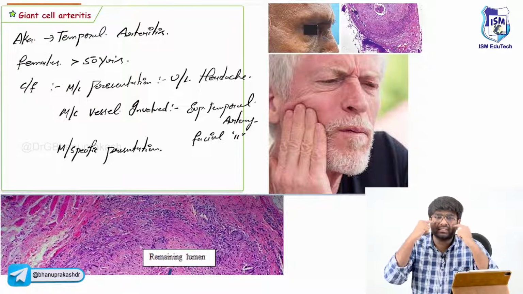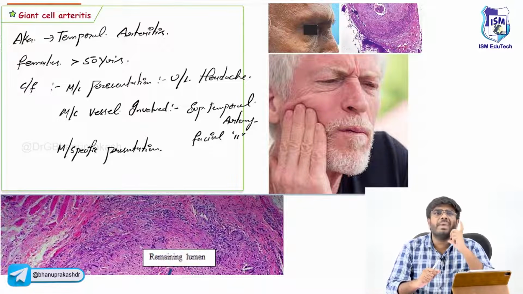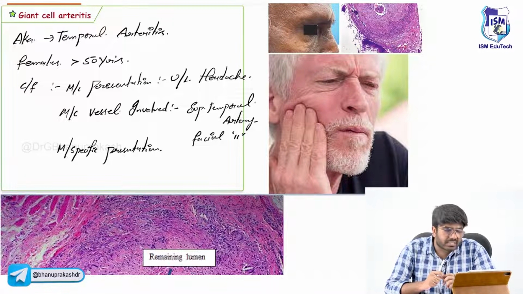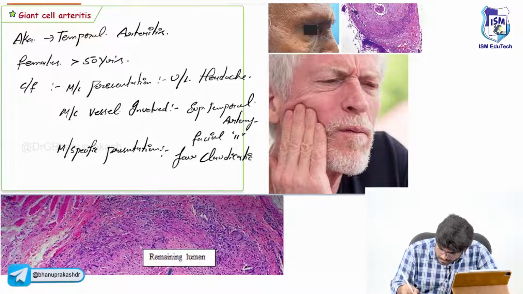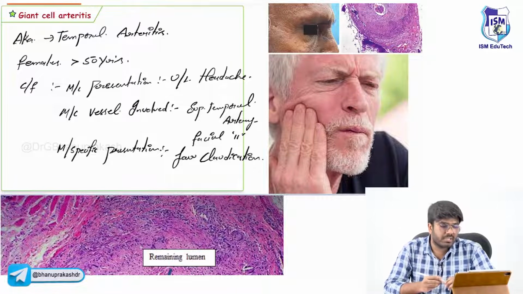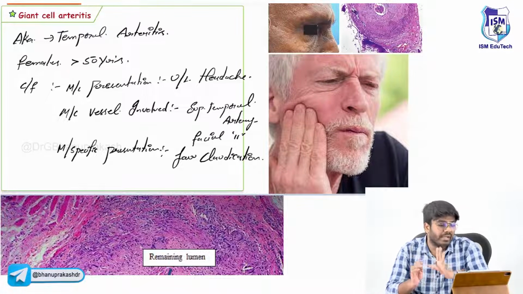If the facial artery is involved, if the facial artery is inflamed, whenever you open your jaw, that's going to cause pain. So that's called as a jaw claudication. Okay, these are all MCQs. So jaw claudication is the most specific presentation, guys. Most specific presentation which you should never ever forget about it.